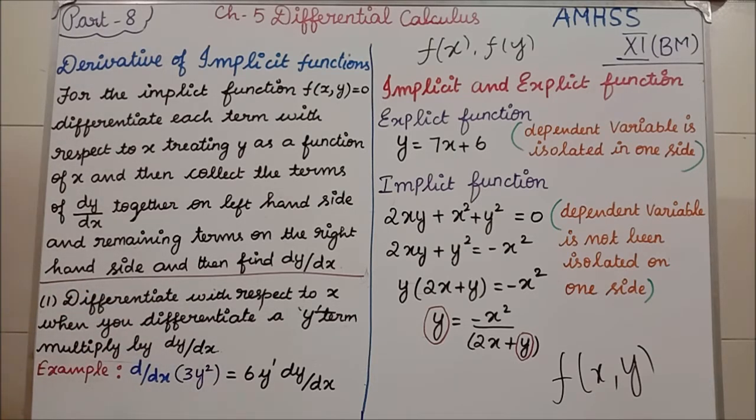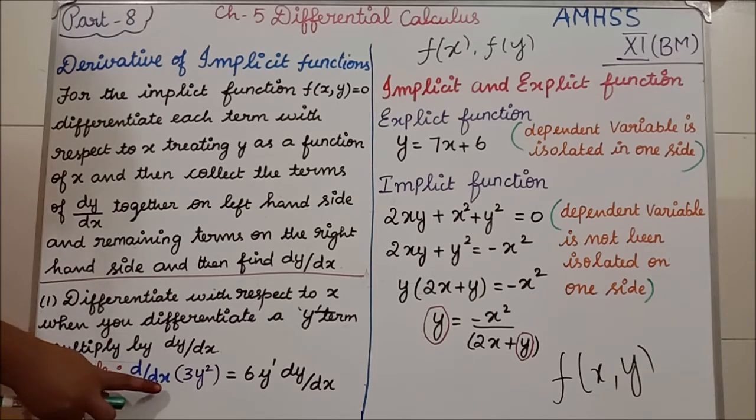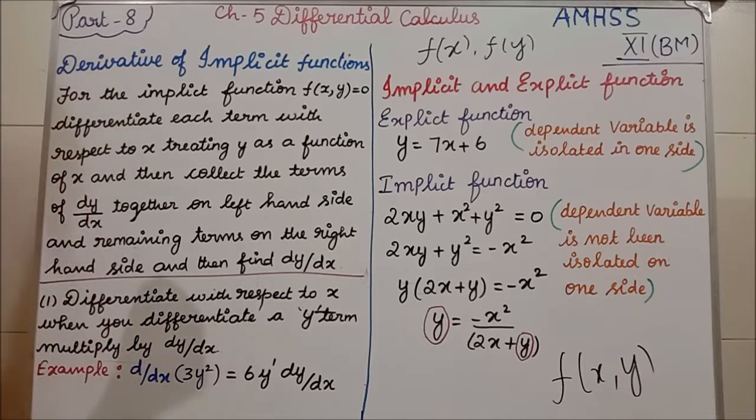See this example, you will be clear very easily. d by dx, differentiating with respect to x. The variable with respect to which you are differentiating should be in the denominator. I have told this in exercise 5.5 itself. When you are differentiating with respect to x, I have written d by dx. This is our question, 3y square. See how I am differentiating. 3 is the constant, we should not do anything, so we write the 3 as such.